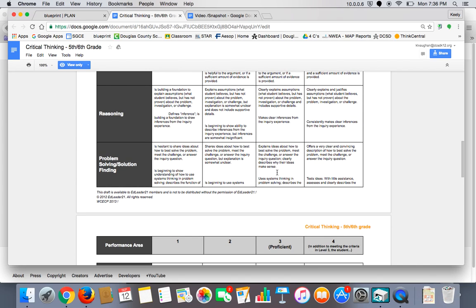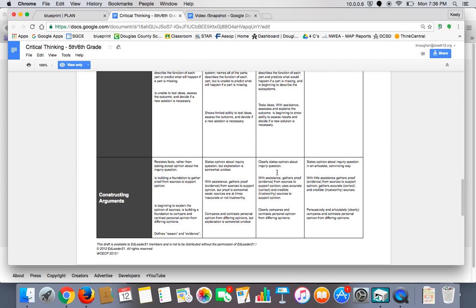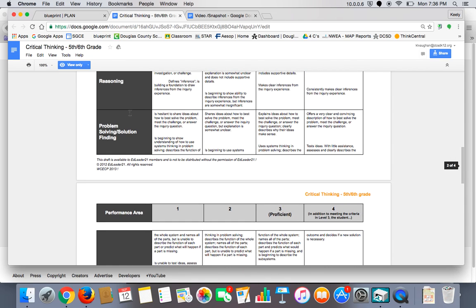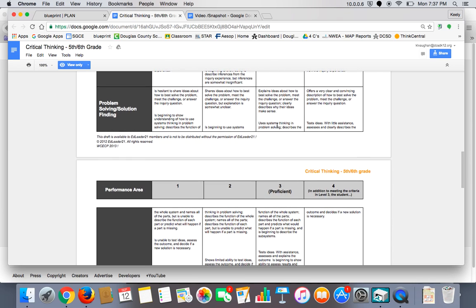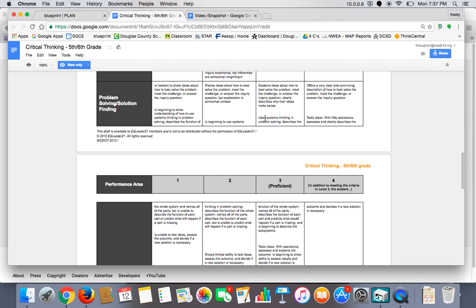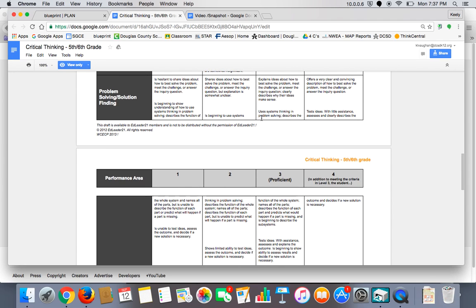Again, my goal is to try to make a solution, something that's better than what's currently happening with veterinary medicine. So I think that I'm going to look in this problem solving and solution finding category, and I'm going to focus on the 3 side. That gives me a good place to start. So I have explains ideas about how to best solve a problem, meet the challenge or answer the inquiry question, and clearly describes why their ideas make sense. I'm pretty good at talking about the problem and the challenge that I'm trying to face. What I'm trying to work towards is solving that problem. So let's see what's next.